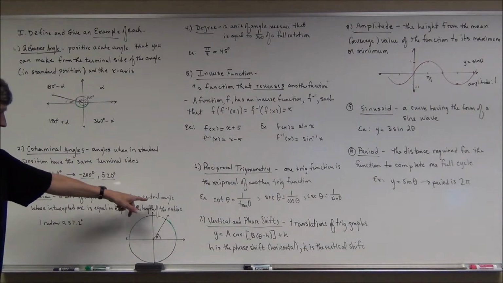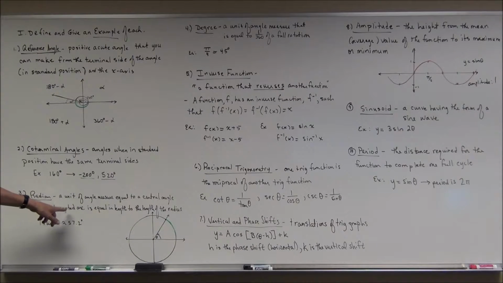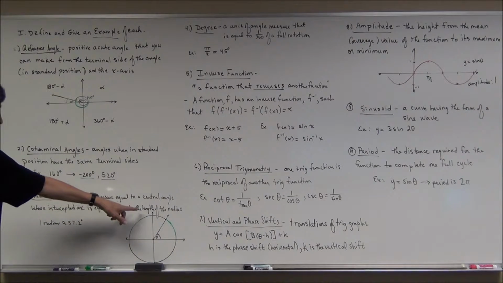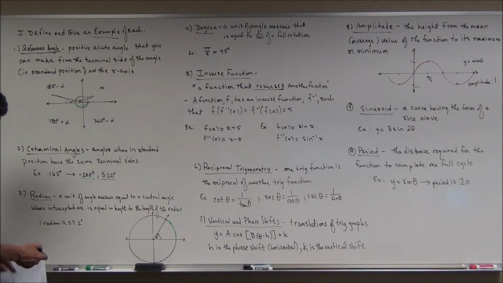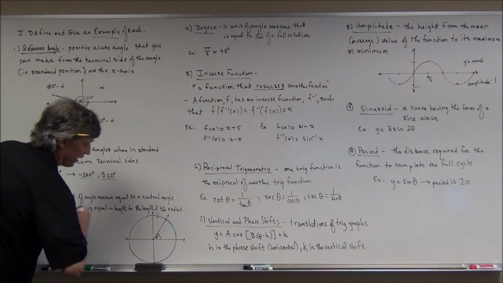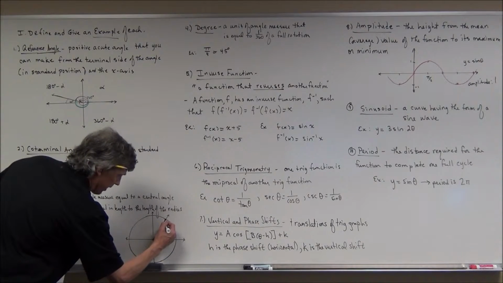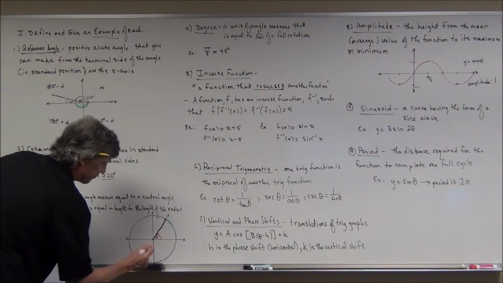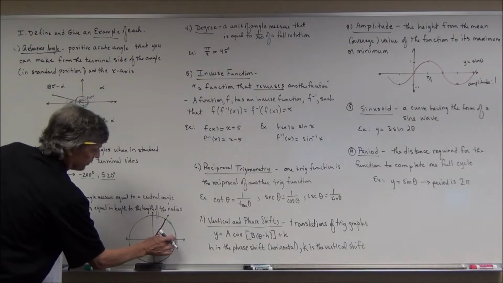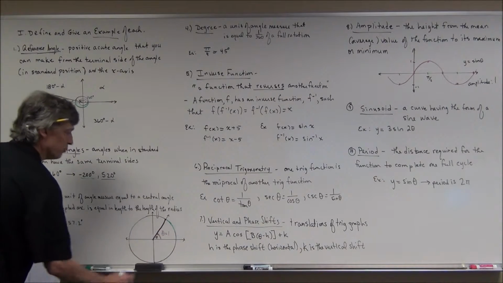Remember, that means vertex at the center. I put this one in standard form here, whose intercepted arc is equal in length to the length of the radius. I don't know if you can see it very well, but the intercepted arc here is in green. The length of the radius is from here to here. I tried to make that purple. Maybe you can see it now. If this length equals this length, then the measure of theta is 1 radian.